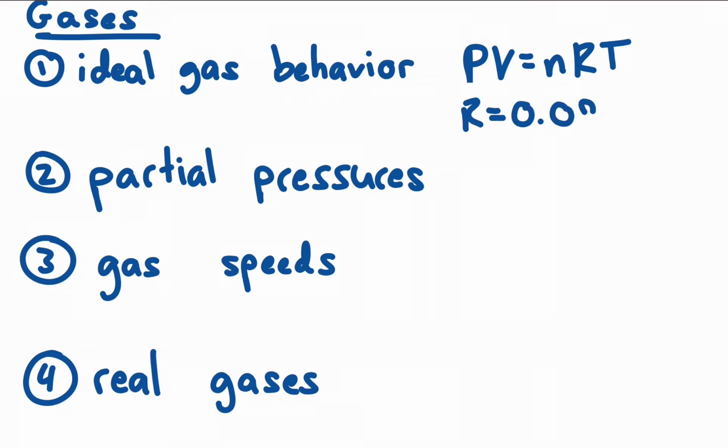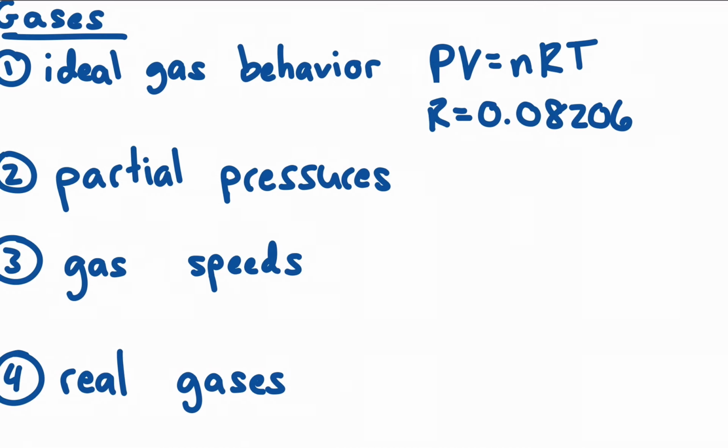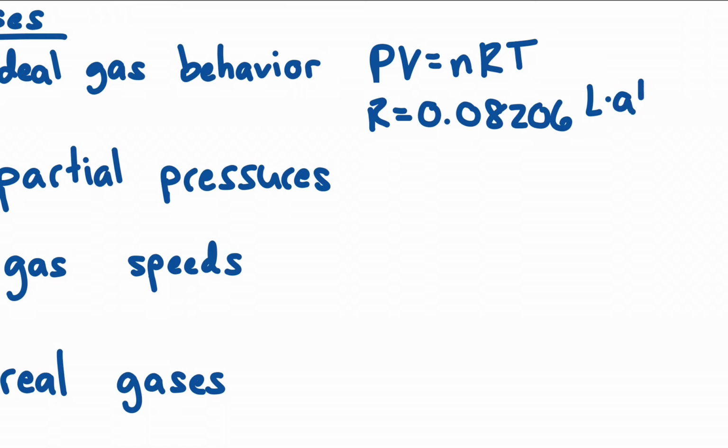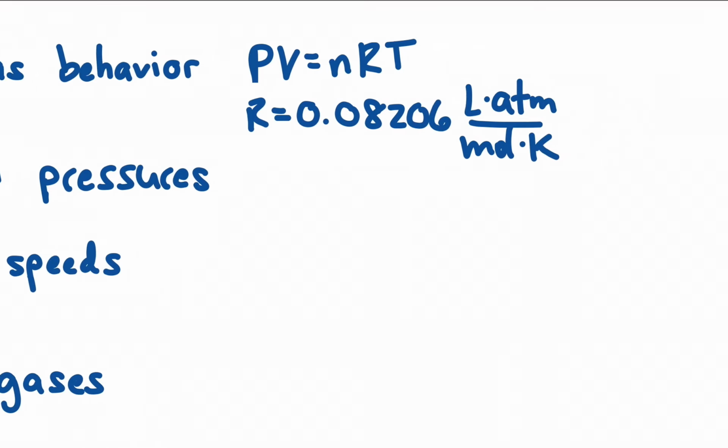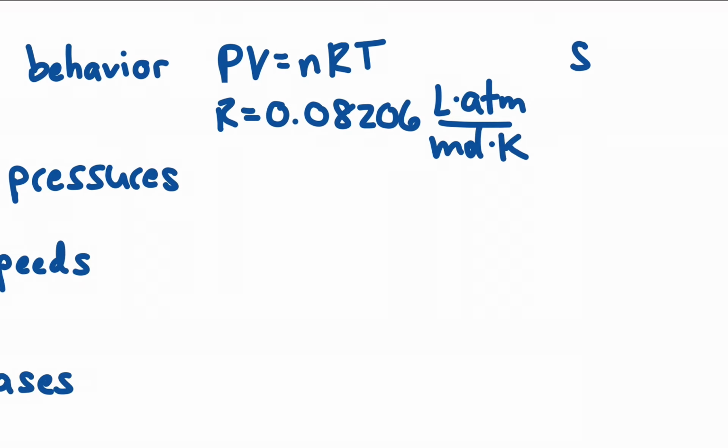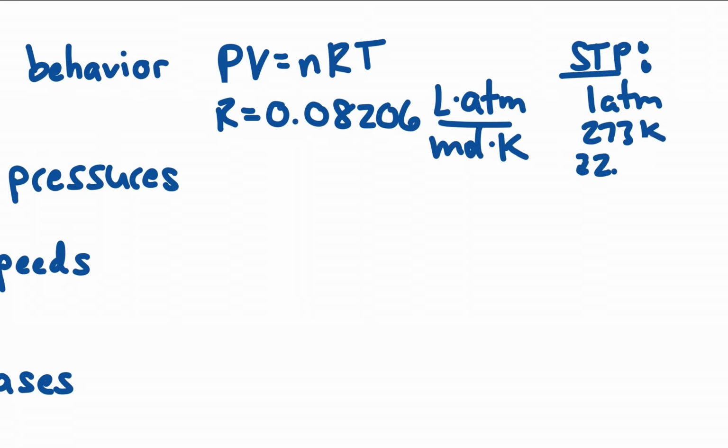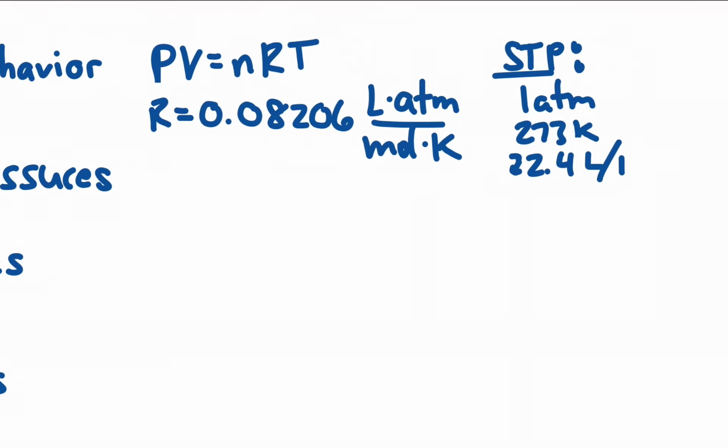R is 0.08206, and the units in that constant remind you of every unit you need in order to use the ideal gas law: liter atmosphere per mole per Kelvin. And there's a very useful relationship called STP, meaning standard temperature and pressure. That is 1 atmosphere, 273 Kelvin, and the molar ratio, what's called the molar volume, of 22.4 liters per mole. That is always true. And we'll use some combinations of these numbers to help us figure out some useful mathematical things where you don't even necessarily need a calculator.